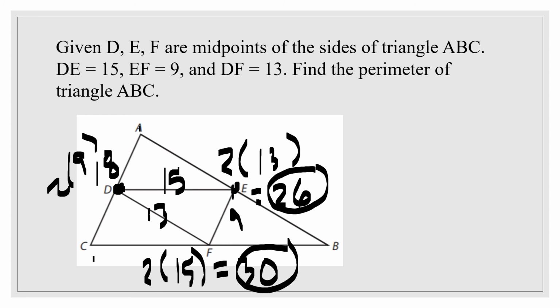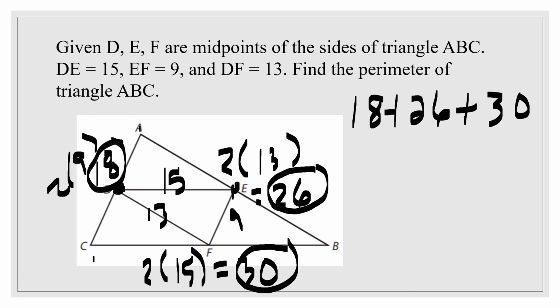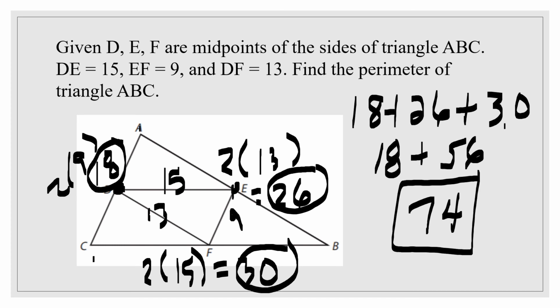So if we're looking for the perimeter of this triangle ABC, we'll add those lengths together, and then that will be my perimeter. So you'll end up with 30 plus 26 is 56. If I add 56 to 18, I end up with 74 units long. So the perimeter of this triangle is 74. Now that's the long route. But there's another way that I can do this particular problem.